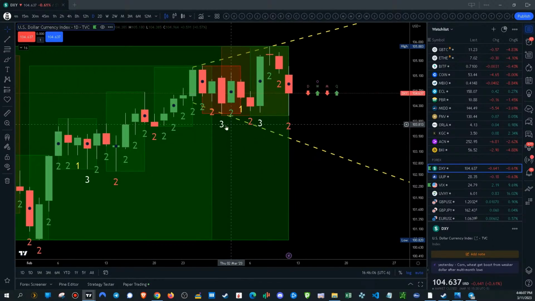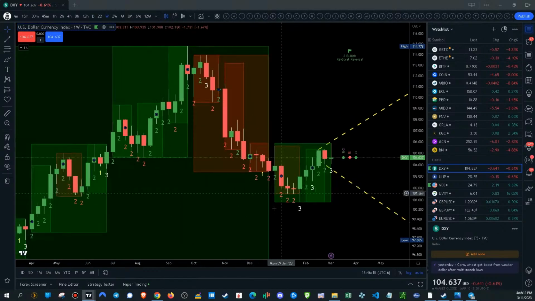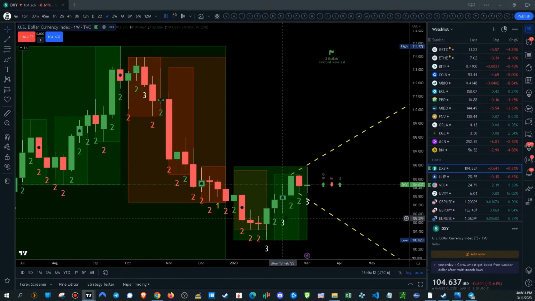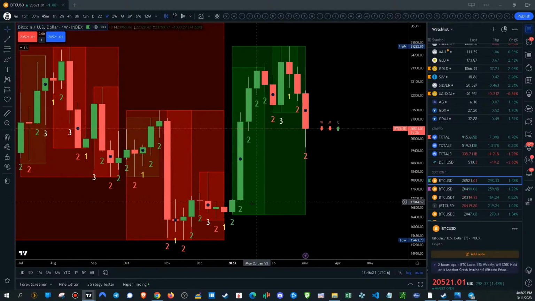nothing like this break here, right? When that weekly broke, we knew. And I'm on the DXY, that's why it looks weird. I'm like, when that weekly broke on Bitcoin, we knew it was time to get long. And when the monthly broke, we knew we needed to add. And we were still good all the way up until this went green to red and broke the 2 previous. You'd have got out, right?